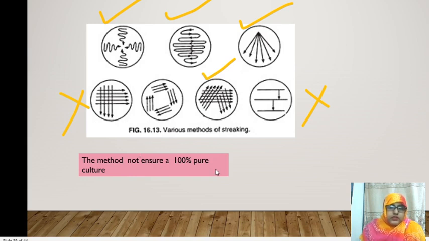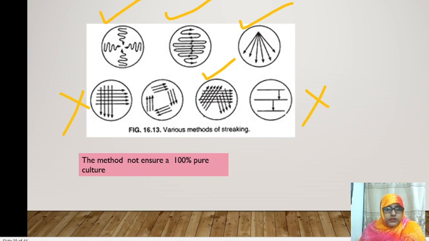This method does not ensure 100% pure culture. Why doesn't it ensure 100% pure culture? Our air is almost full of microorganisms, and we have the media which these microorganisms present in the air can use. The microorganisms present in air use that media we have prepared for a specific type of bacteria, and start to grow on that culture media surface.